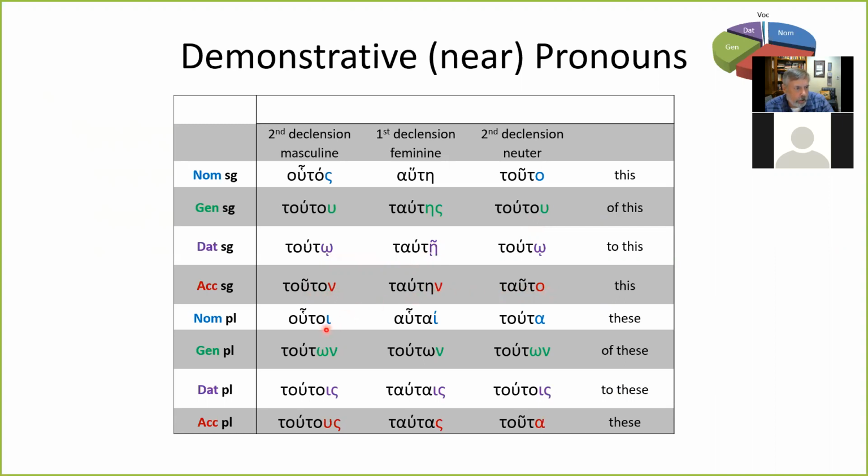In the plural, the iota ending for the second declension masculine nominative and feminine, and then the tauta follows that same pattern in the accusative. You've got the omega nu, omega nu, omega nu in the genitive plural, the dative looking ois, ais, ois in the plural, and us, as, and a in the accusative.